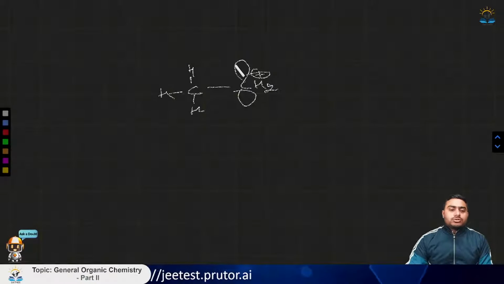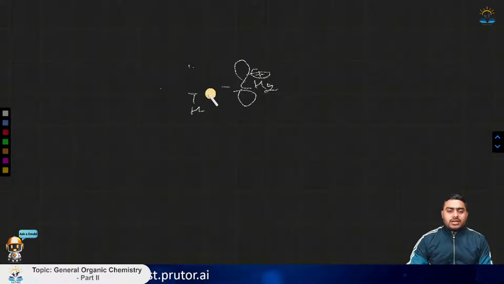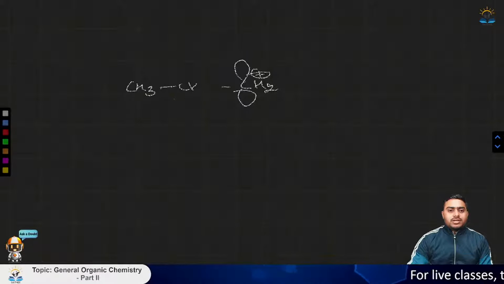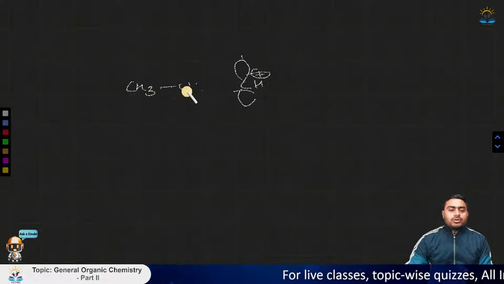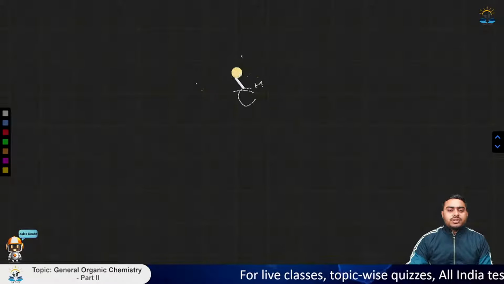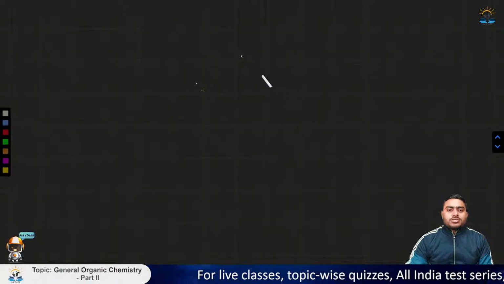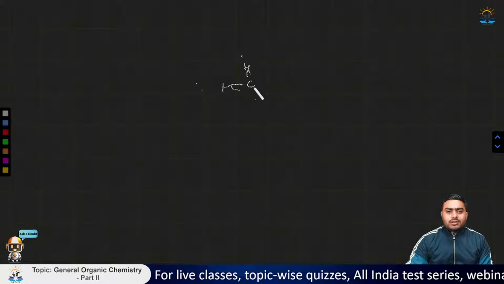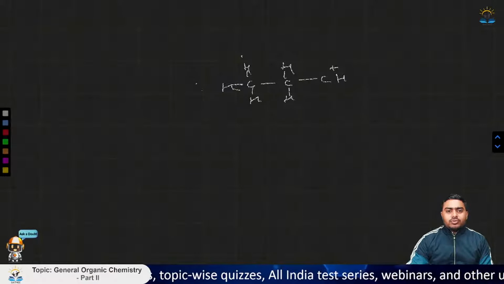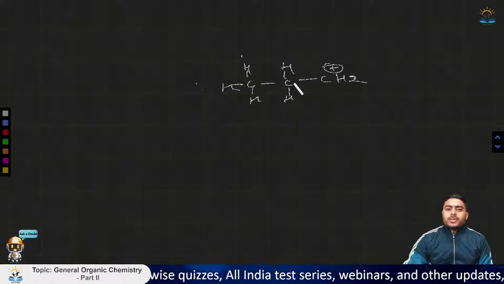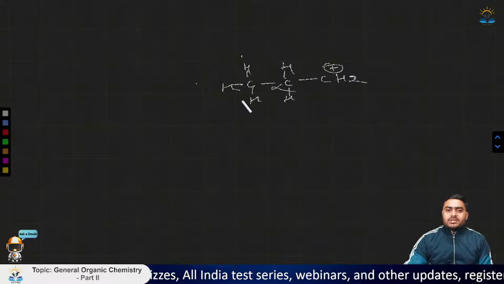Suppose there is a double bond as well. So I can write it like this: CH3 CH double bond CH2, CH positive, double bond CH positive. Or you can write it in simple words. Let's take a simple example: CH3, CH2, CH positive, CH2 positive. Okay, so you can see this is the alpha carbon, this is the beta carbon.